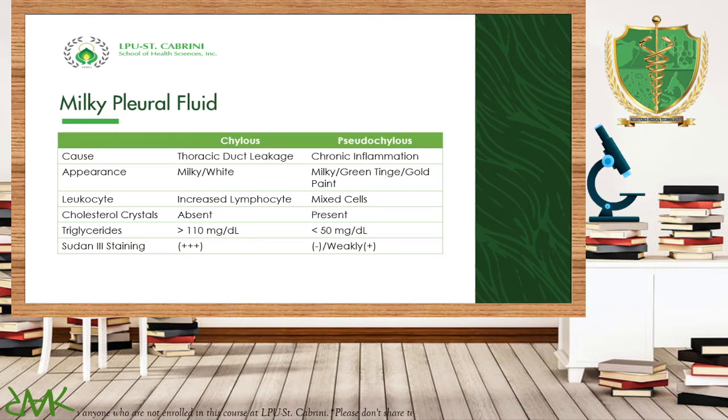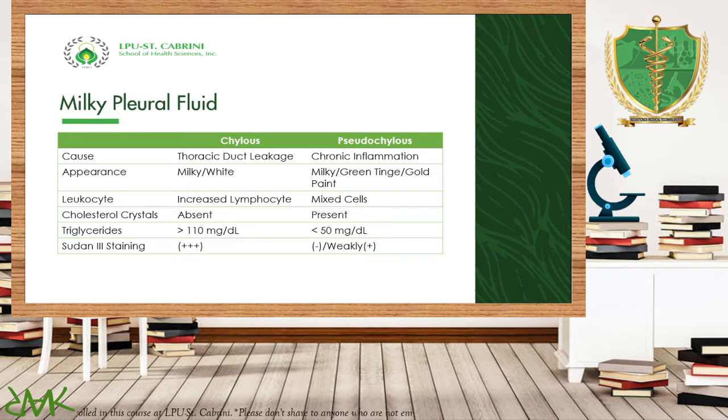More or less, we can say that chylous pleural fluid involves a thoracic duct leakage or damage. Why does the leakage occur? Because of an increase in pressure. Now, for pseudochylous, it is a chronic inflammation exudate.